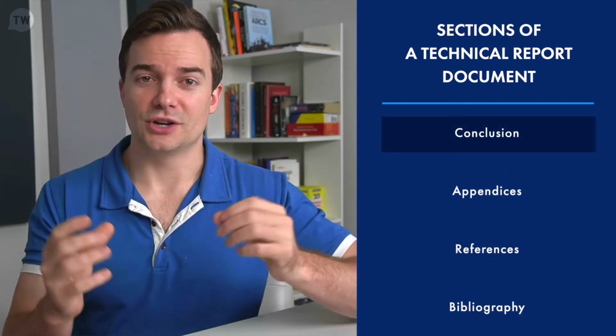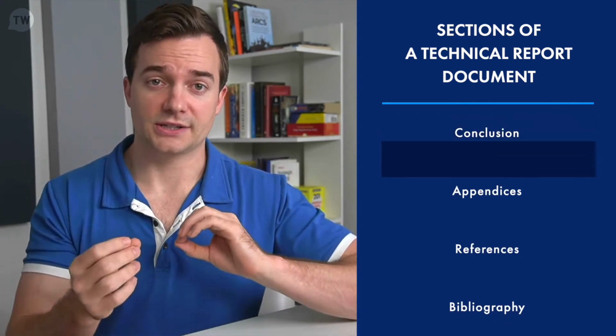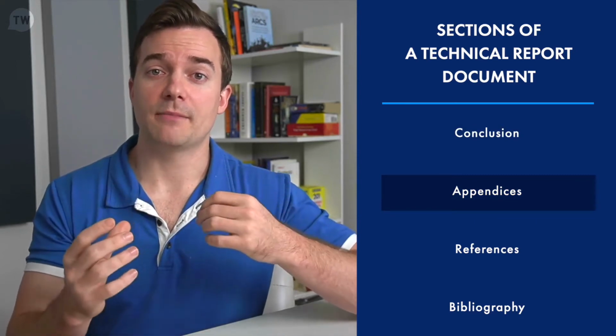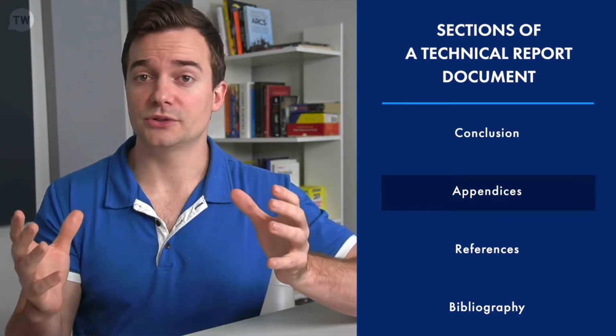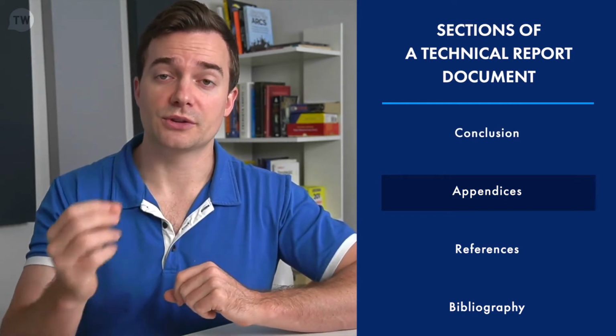Then the conclusion, which closes the main body of the report and mentions the general findings of the project. And of course, you need appendices, which contain large data sets, complex mathematical formulas, figures, and tables. And all of these will be mentioned in the order in which they were used in the report.